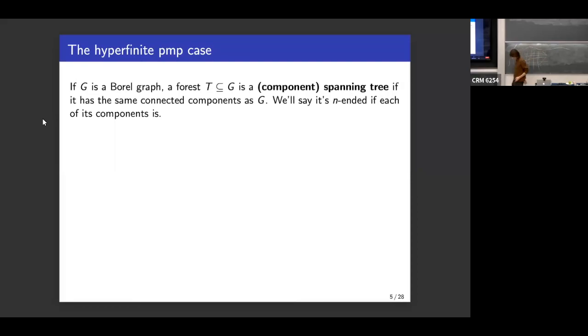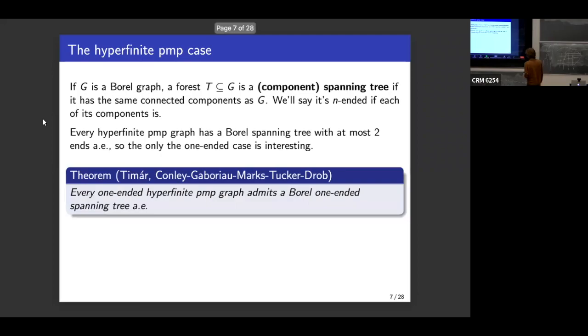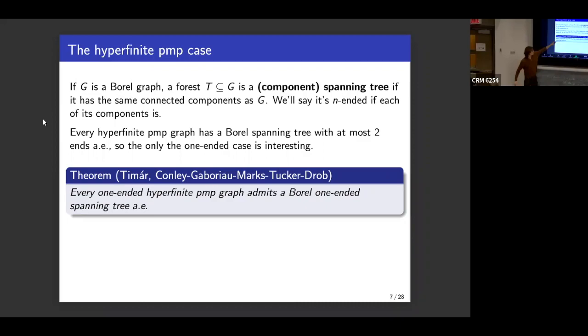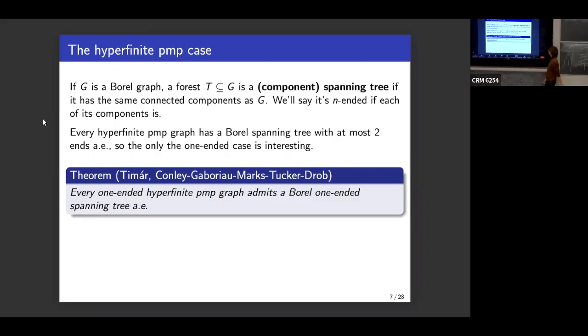Another classical result that you would have seen at the tutorial session if you were here last week is that every bounded-degree PMP graph has a spanning tree with at most two ends almost everywhere. So in particular, the only interesting case to worry about for bounded-degree PMP graphs is whether or not every one-ended bounded-degree PMP graph has a one-ended spanning tree. And this is a result, independently by Timar and a bunch of people here, that this should be true. Timar basically proved the same thing, not in this language, but as far as I know, independently between all of these people. And the result is that every one-ended bounded-degree PMP graph has a Borel one-ended spanning tree almost everywhere.